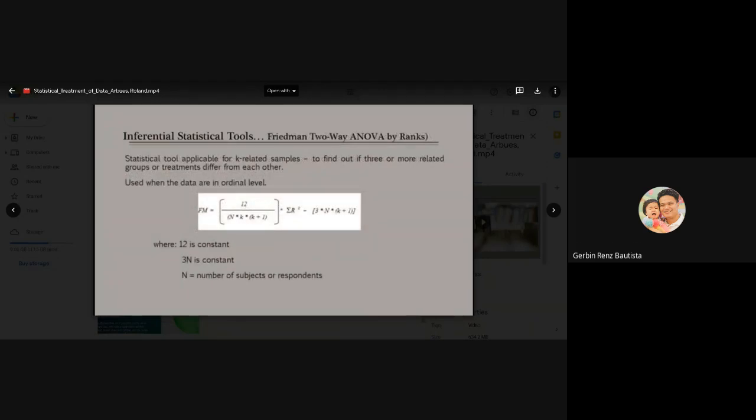The Friedman's two-way analysis of variance by ranks is a statistical tool applicable for k-related samples. That is, to find out if three or more related groups or treatments differ from each other. It is used when the data are in ordinal level. The following is the Friedman two-way ANOVA formula, where 12 is constant, 3n is constant, and capital N represents the number of subjects or respondents.